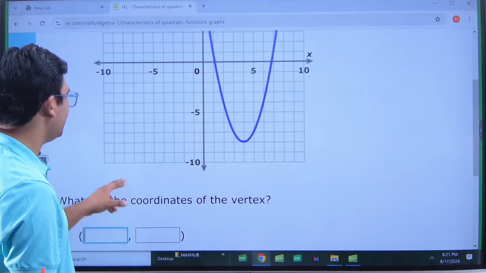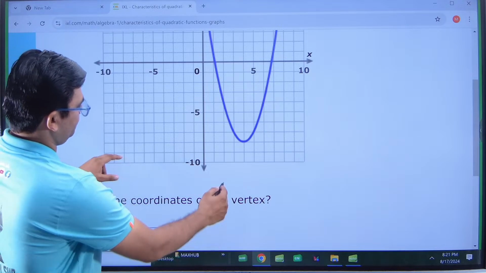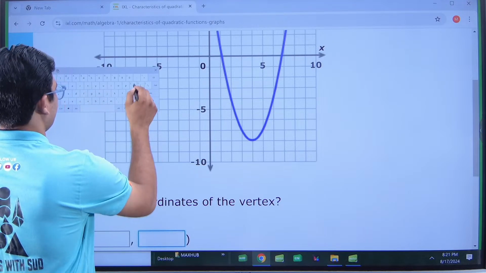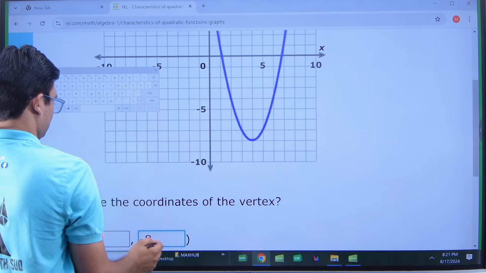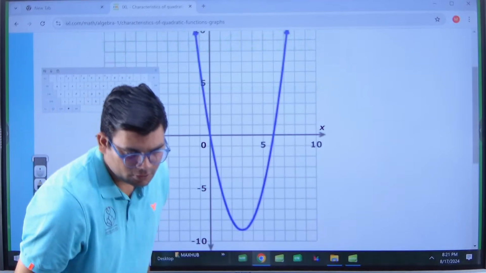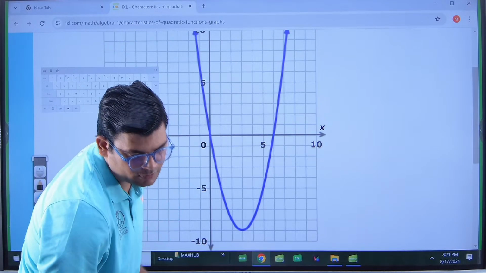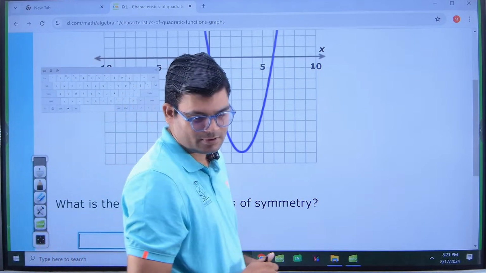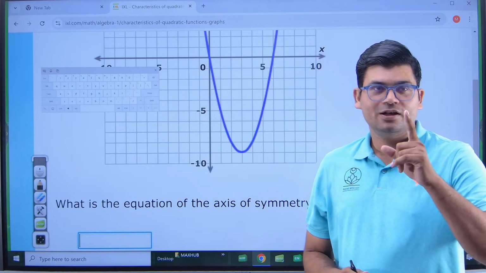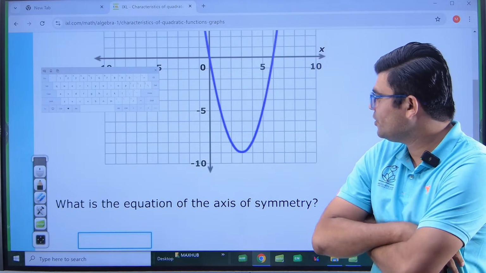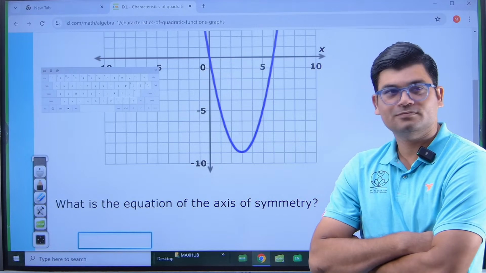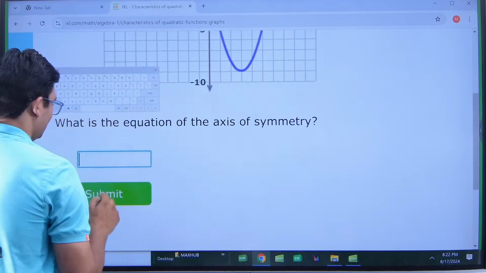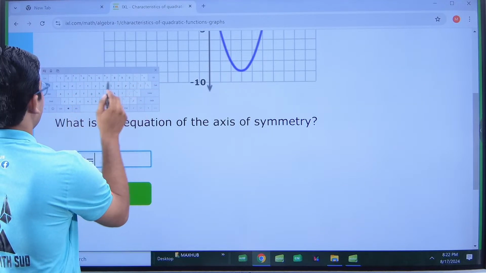Okay, next question. What are the coordinates of the vertex? Sir, 4, -8. Wonderful. 4, -8. Thanks, Utkarsh. What is the equation of the axis of symmetry? x is equal to 3. Wonderful. x is equal to 3. So writing x is equal to 3.